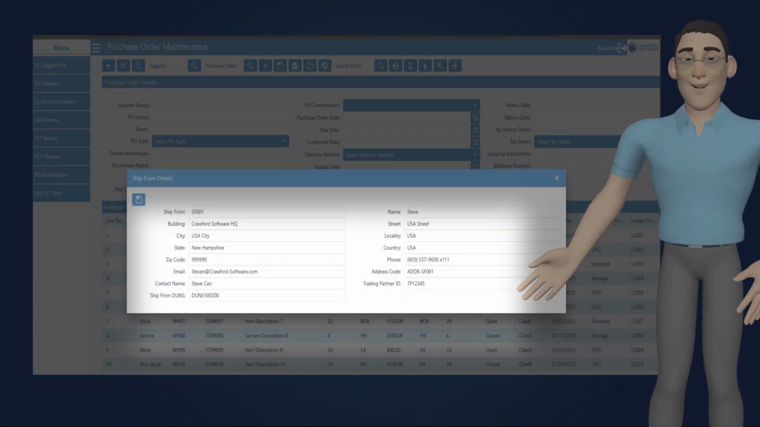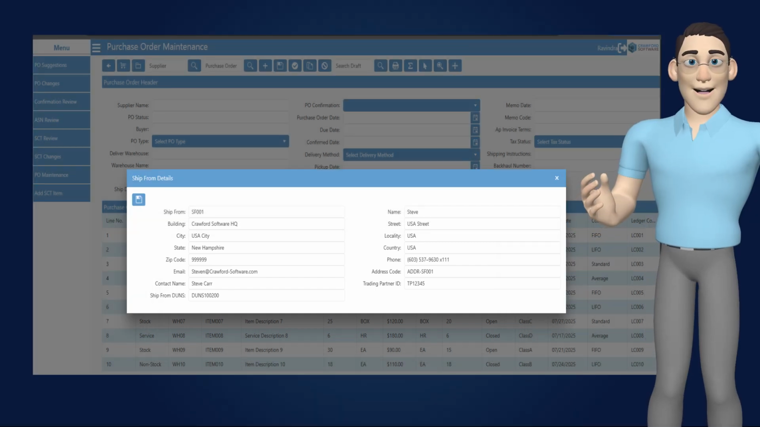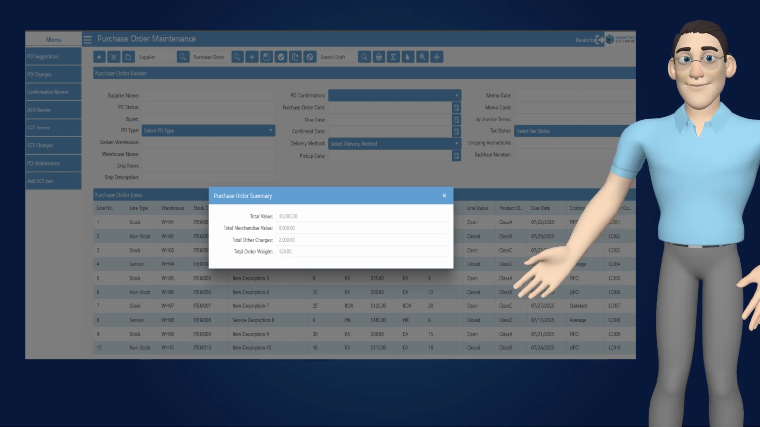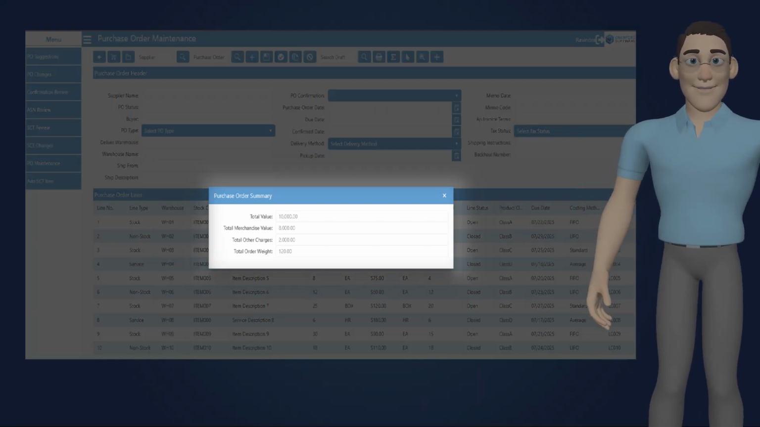Additional features include the support of one supplier, pay to, and multiple ship from locations, as well as bracket pricing. The PO maintenance transaction supports tracking and monitoring of supplier acknowledgments and confirmations.